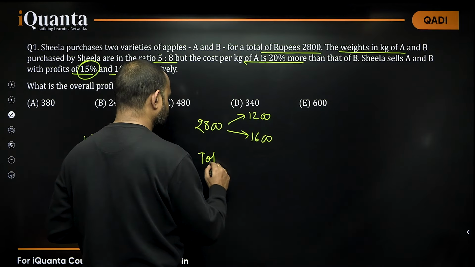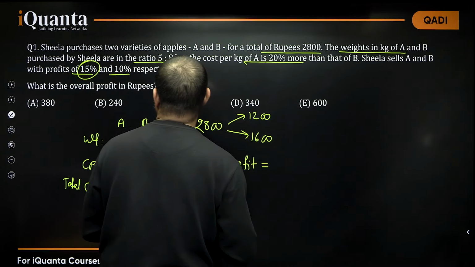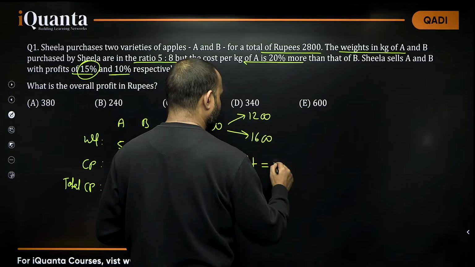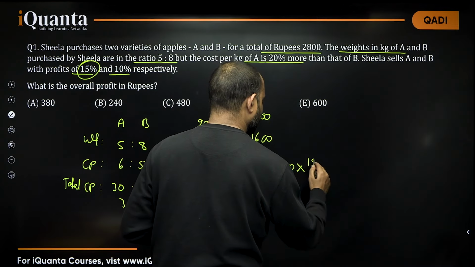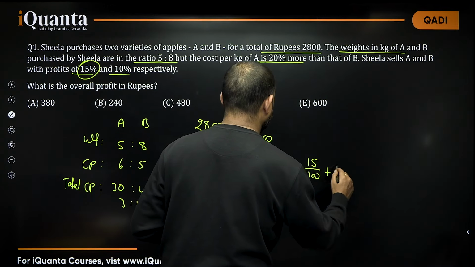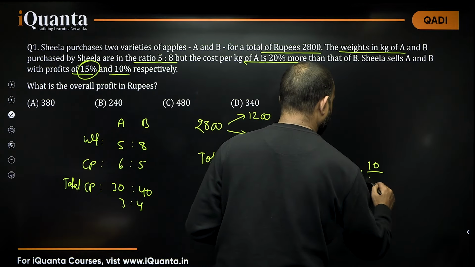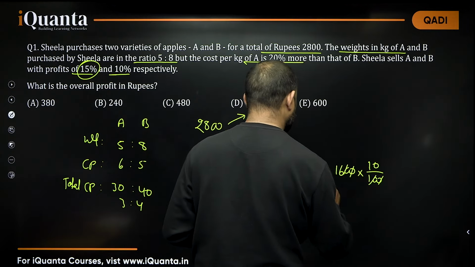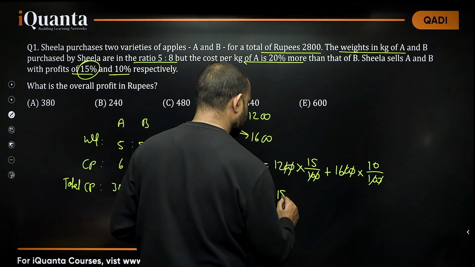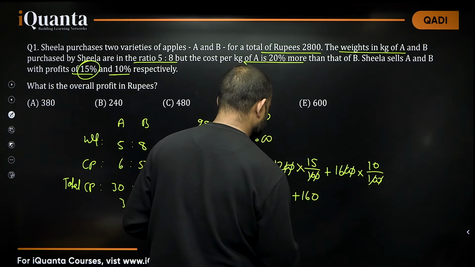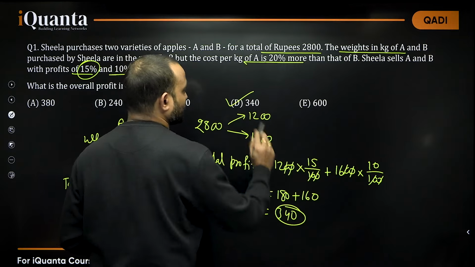So what we can say, total profit will be equal to 1200 into 15%, so 15 upon 100, plus 1600 into 10 upon 100. So this will be cancelled out, right? And what we can say, 180 plus 160, and that is equal to 340. That will be the total profit.